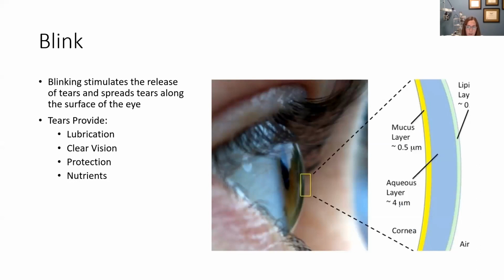The two main things our tears do, and that are affected when we look at devices, are that they help lubricate the eye. Blinking helps stimulate the release of tears and spread them along the surface. And it also provides us clear vision. We need a nice smooth tear layer to see well. If we don't have one and it's kind of broken apart, light enters our eye and, instead of going directly back, it's scattered around, so our vision is going to be blurrier. It also provides protection to our eye because it's that outside layer. And it provides nutrients to our eye, like oxygen.